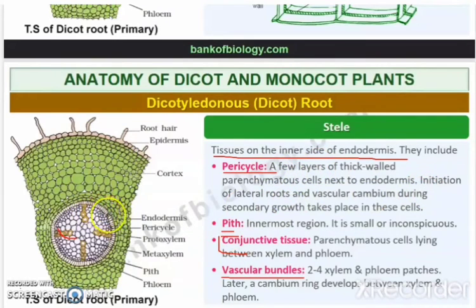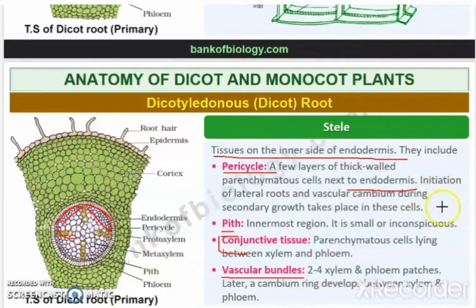So after the endodermis, we find few layers of thick-walled parenchymatous cell. So here in the cortex, it was thin-walled parenchymatous cell, and inside the endodermis, it has the thick-walled parenchymatous cell. Right, so you can see here cells which are very near to each other. So this few layers of thick-walled parenchymatous cell will be seen next to the endodermis.